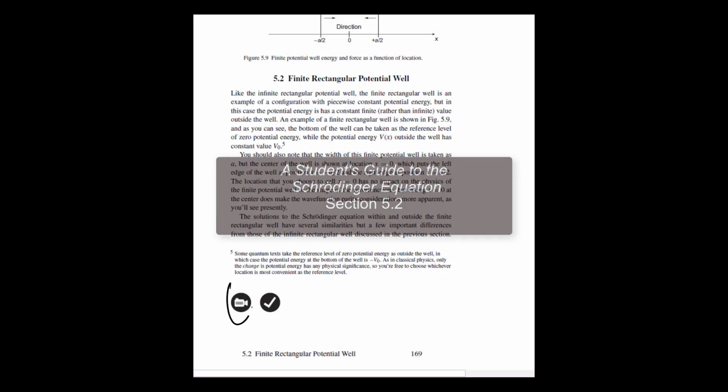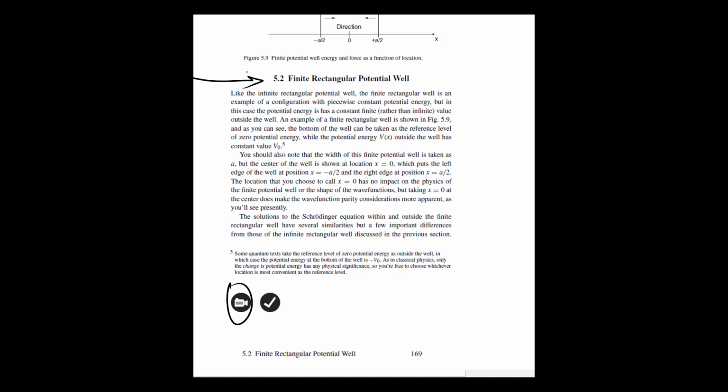Hi, this is the video for section 5.2 of A Student's Guide to the Schrödinger Equation. This one's about the finite rectangular potential well.